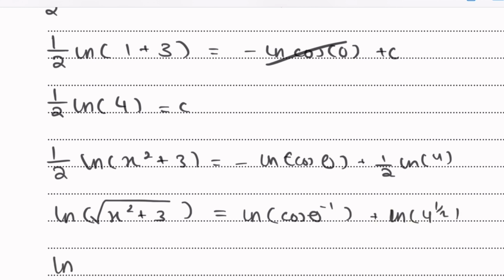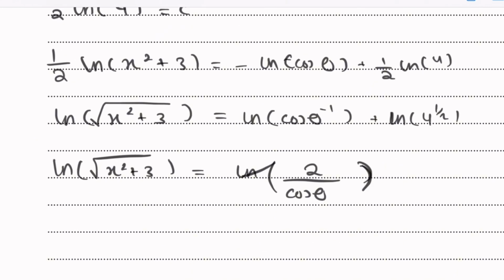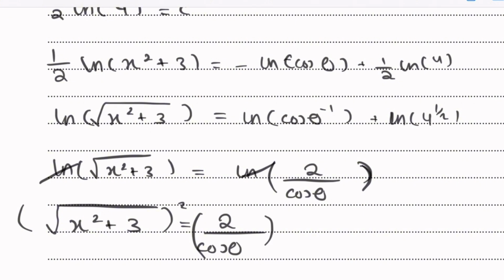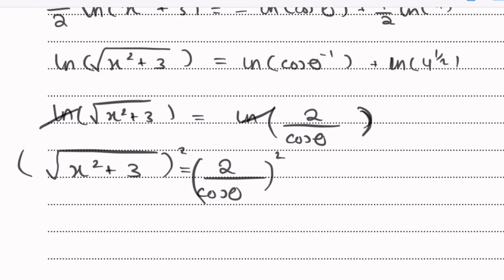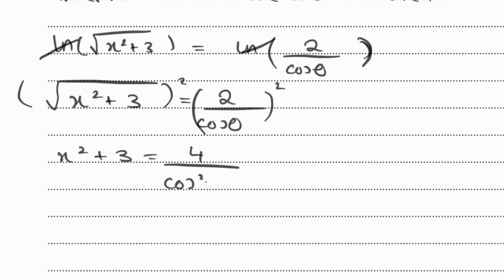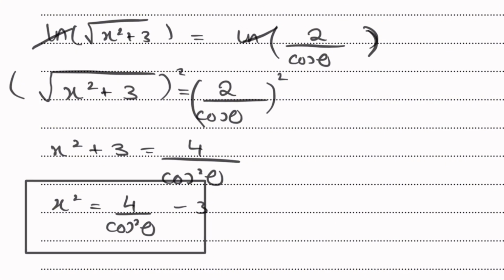So then you're going to get ln of radical x squared plus 3 equal to ln of 1 over cosine theta times 2. So it's 2 over cosine theta, also known as sec theta. Now we can cancel out the ln, and so you get root of x squared plus 3 equals 2 over cosine theta. Obviously you don't want that, you want to square it because you want x squared in terms of theta, not the radical. And so you get x squared plus 3 equals 4 over cosine squared theta. You can send 3 to the opposite side, and you get x squared equals 4 over cosine squared theta minus 3. And that's an expression for x squared in terms of theta.